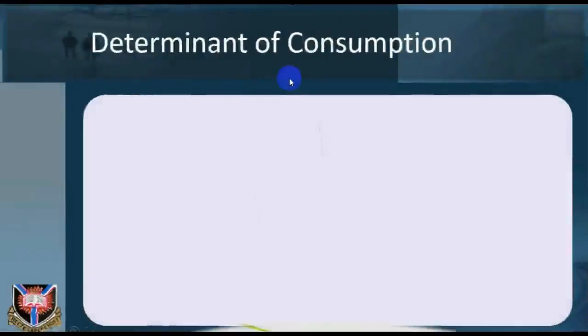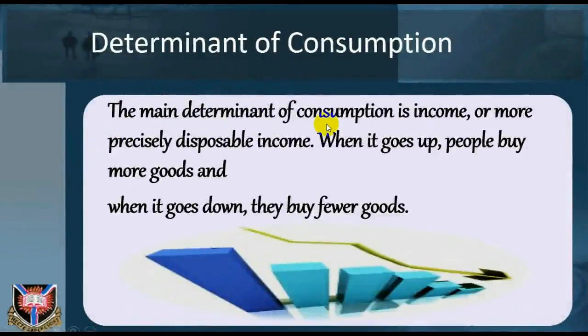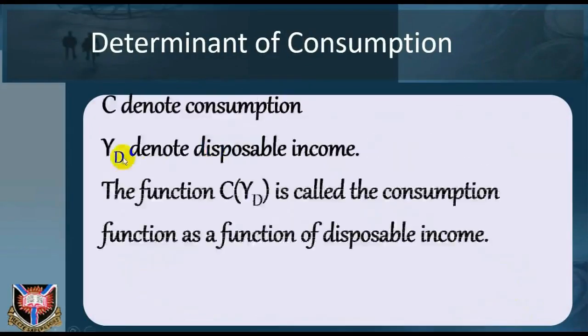Determinant of consumption. The main determinant of consumption is surely income, or more precisely, disposable income. When disposable income goes up, people buy more goods. When it goes down, they buy fewer goods. There are other variables that affect consumption, but for the moment we shall ignore them. Let C denote consumption and YD denote disposable income.